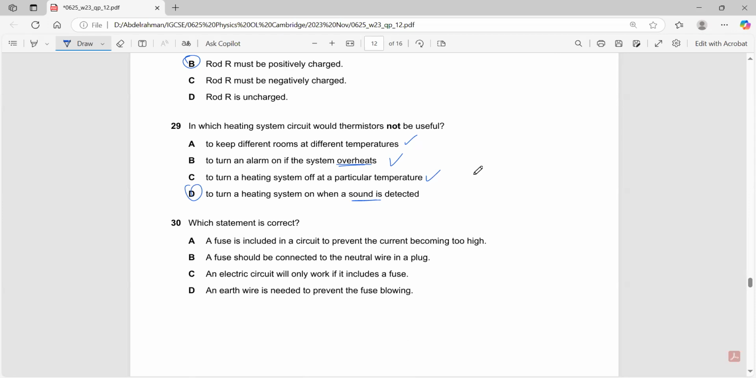Which statement is correct? A fuse is included in a circuit to prevent the current from becoming too high. Sounds right, doesn't it? Yes, and it is right. A fuse does prevent the current from becoming too high. A fuse melts when the current increases above a certain value.